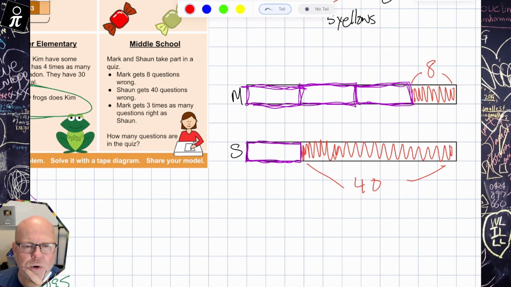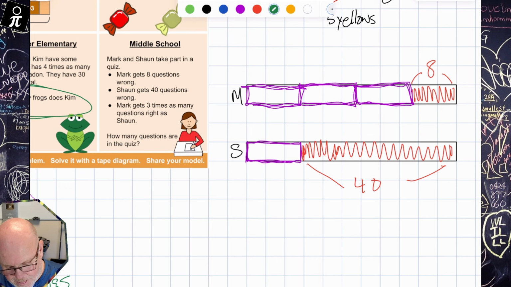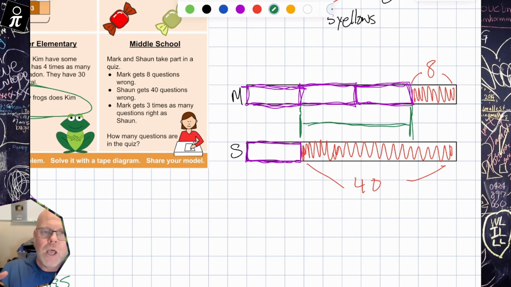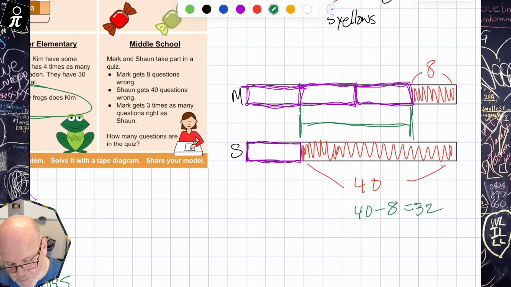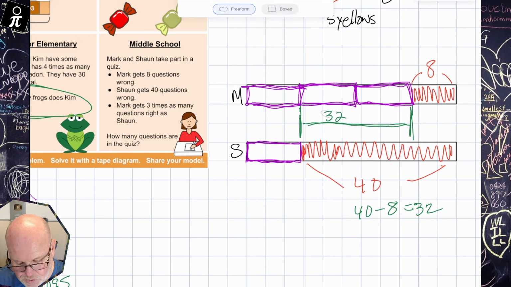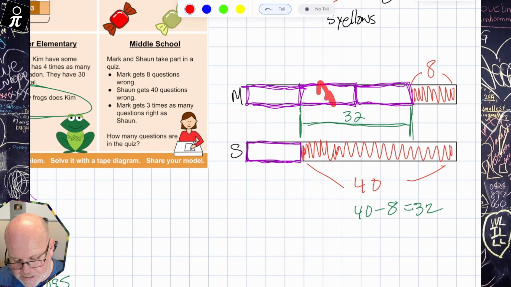So it says how many questions were on the quiz. So what are we going to do? Well, it turns out we can see that from here to here represents the difference in questions wrong that Mark and Sean got. And we can do 40 minus 8 to get 32. So that means these 2 units right here has to represent 32 questions.